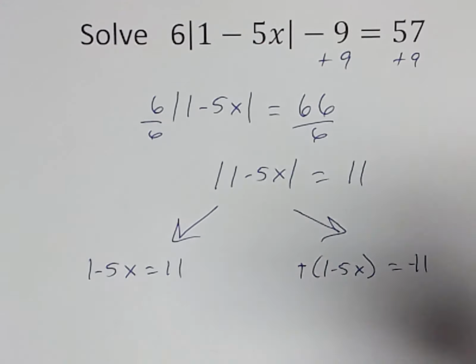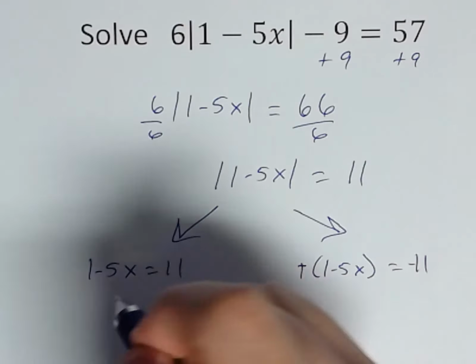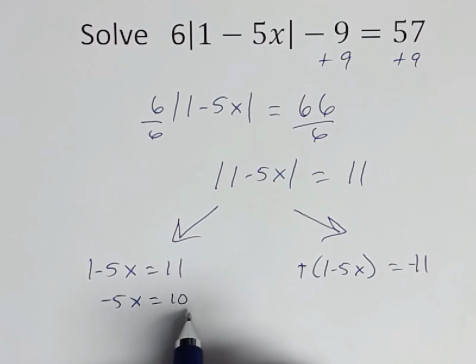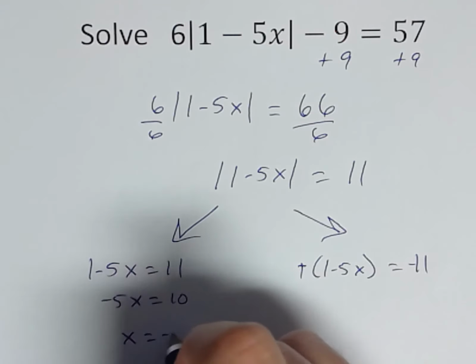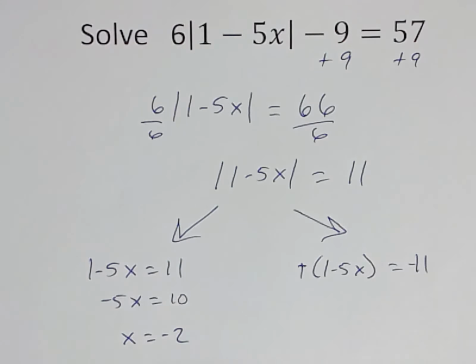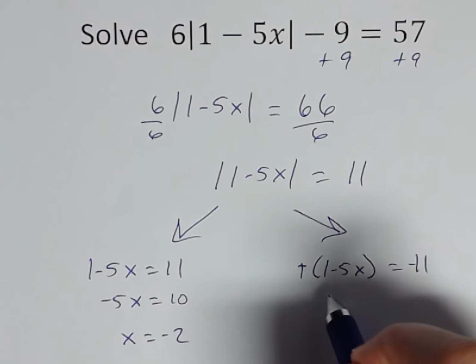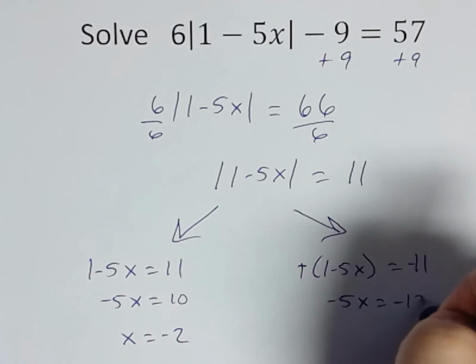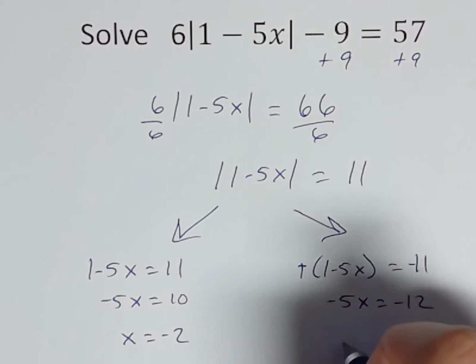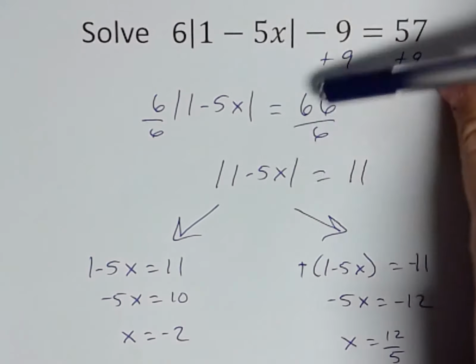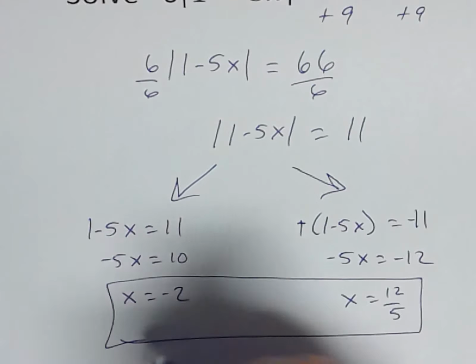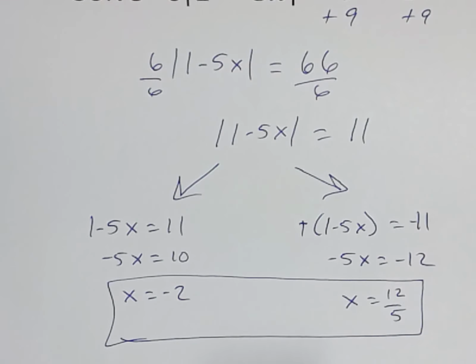They're very similar steps. And so let's subtract our 1 over. So negative 5x equals 10. Divide our negative 5. Hey, x could equal negative 2. That looks like one of our choices. Same thing here. Subtract. So negative 5x equals negative 12. Now when you divide, you get x equals 12 fifths. And so there are my two choices. That's basically how you solve an absolute value equation.